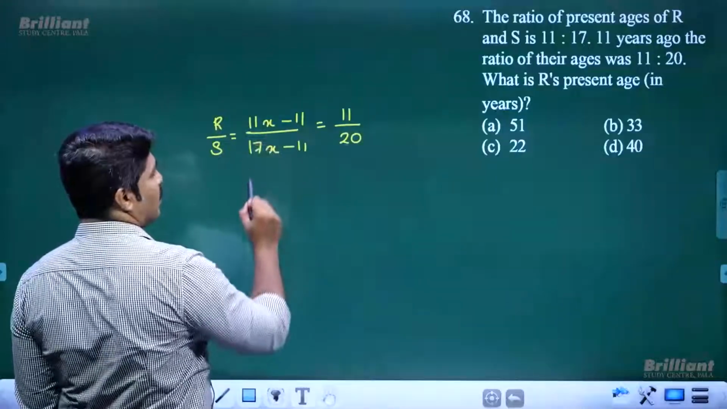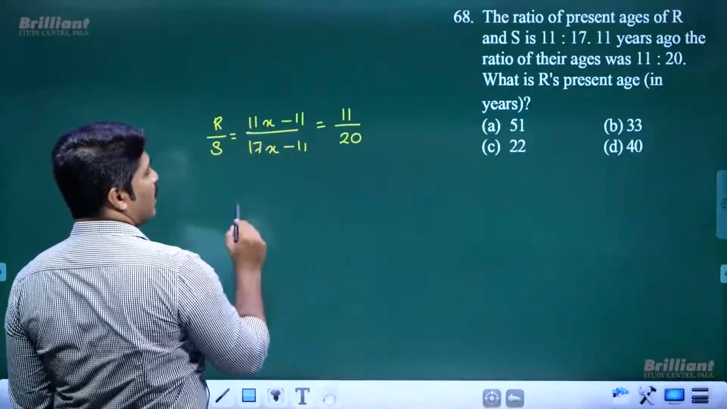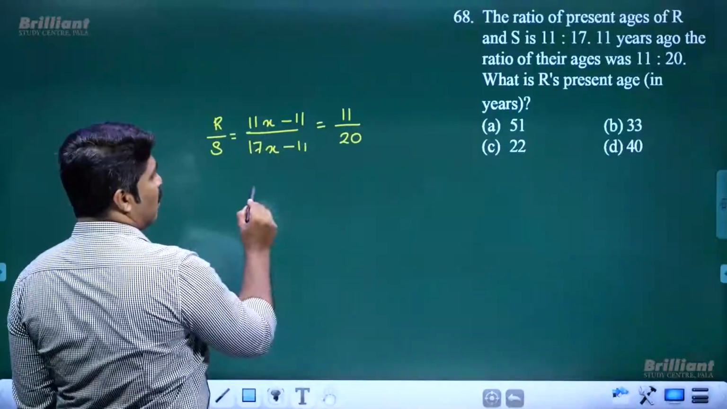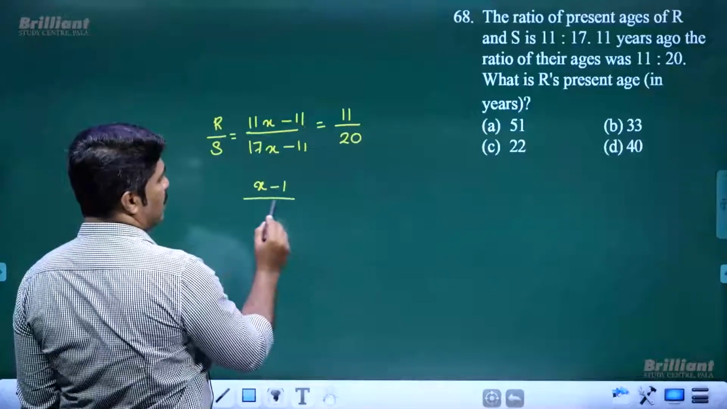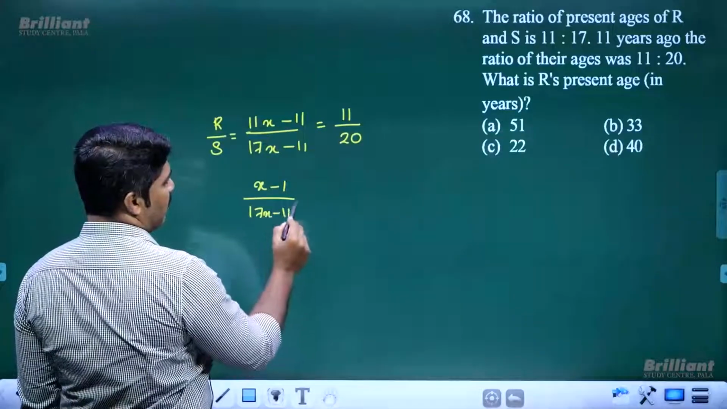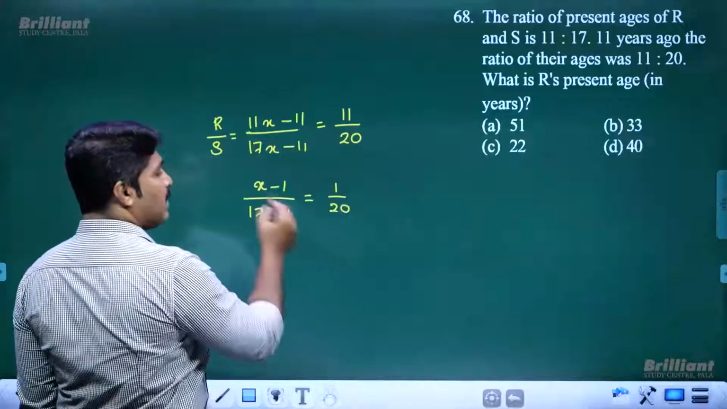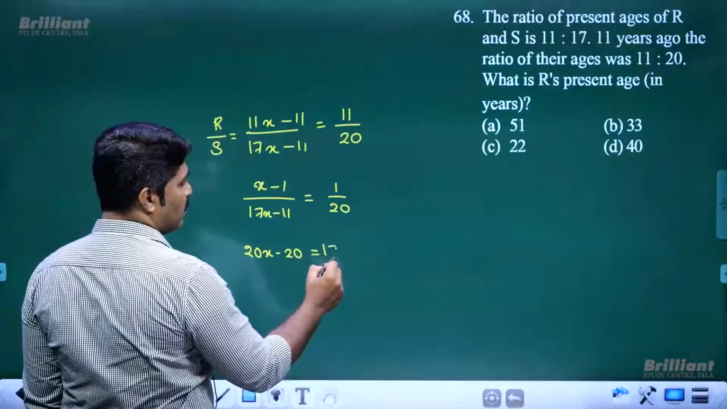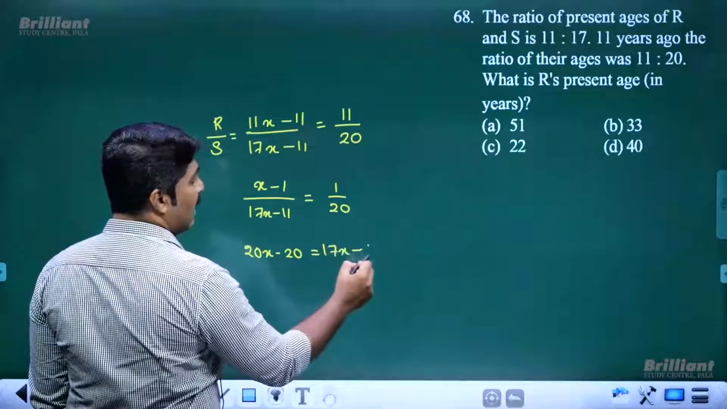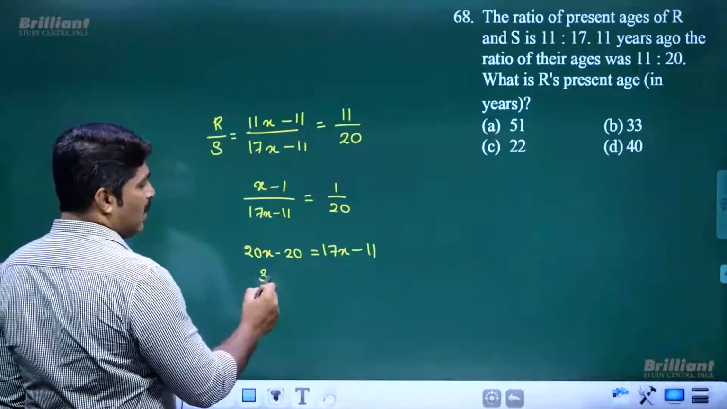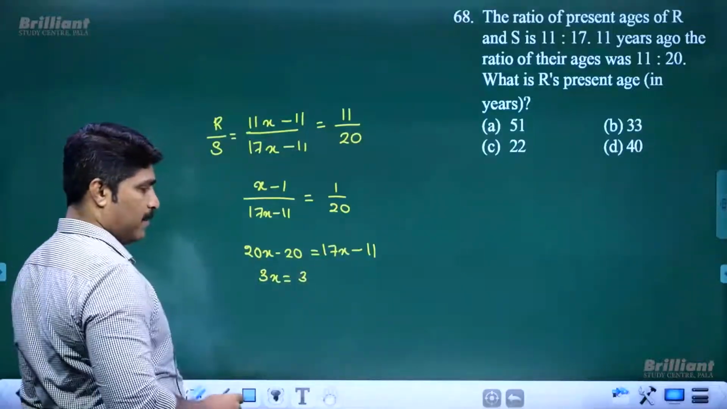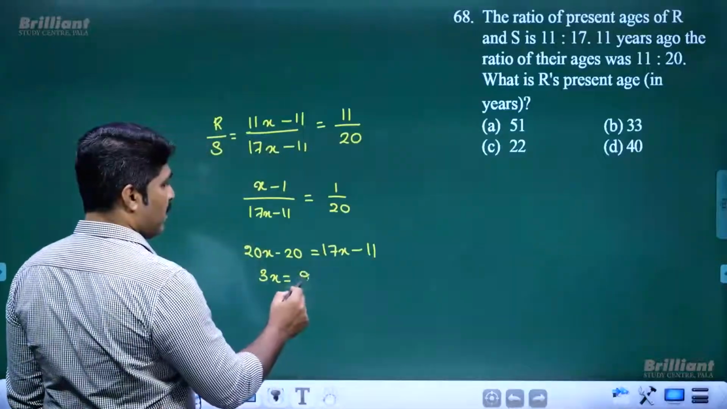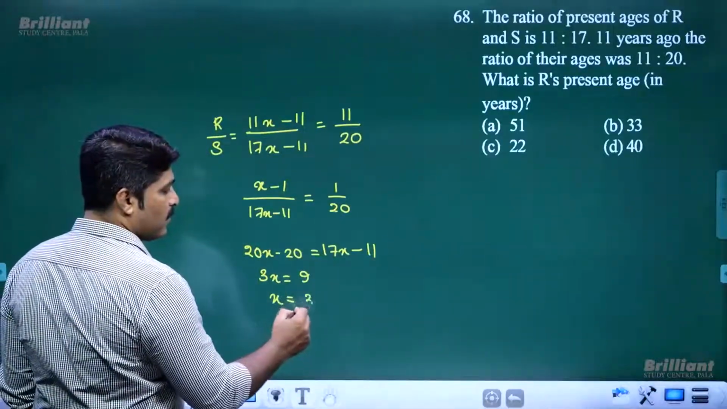How to do it? Here, 20 into 11, like that we can do. Or otherwise, we know that on the numerator, all these 11s we can strike out. This is 17x minus 11. On the right side, this is 1 by 20. Then do the cross multiplication. This is 20x minus 20 is equal to 17x minus 11. So this is 3x is equal to 9, since 20 minus 11 is 9. So now the value of x is equal to 3.